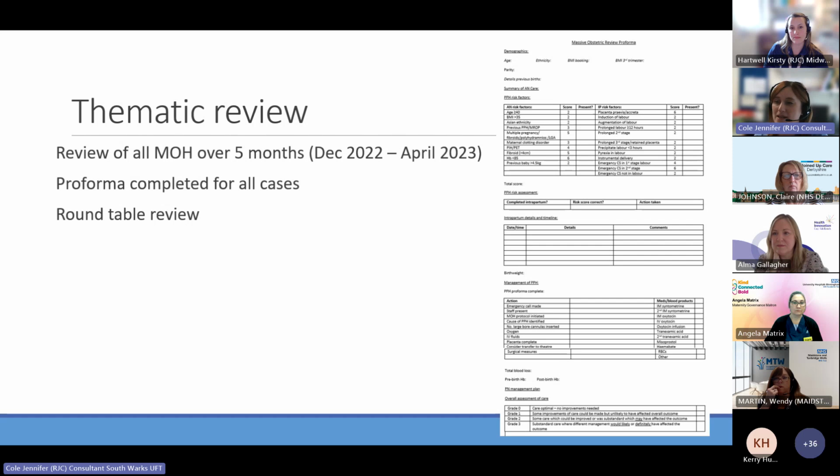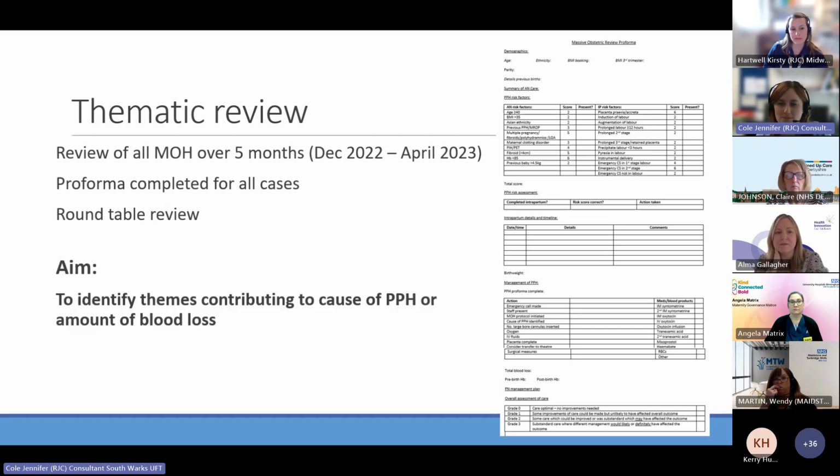After the pro forma was completed, we organised an MDT roundtable review so we could work through every single pro forma, discuss them all, and then grade the care. And really our aim with doing this was to identify any themes contributing to the cause of the PPH or to the degree of blood loss so that we could hopefully formulate an action plan to try and address this.